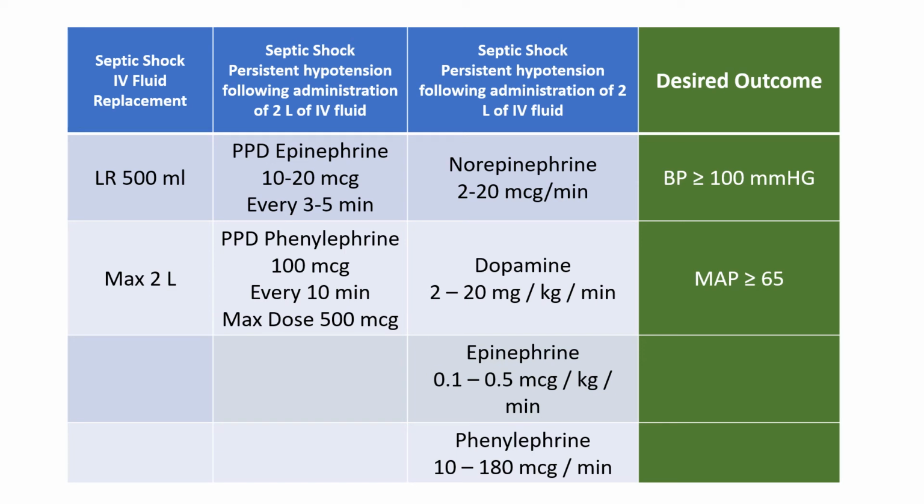If after 2 liters of fluid there is still persistent hypotension, you can either go to a push-dose of epinephrine or phenylephrine, or norepinephrine is preferred as an infusion, or you can use dopamine, epinephrine, or phenylephrine as an infusion to achieve that desired outcome.